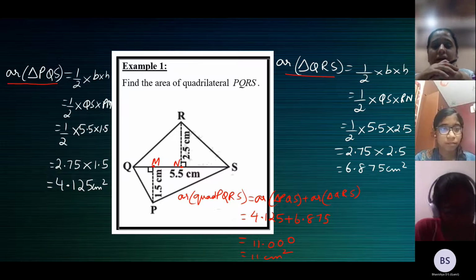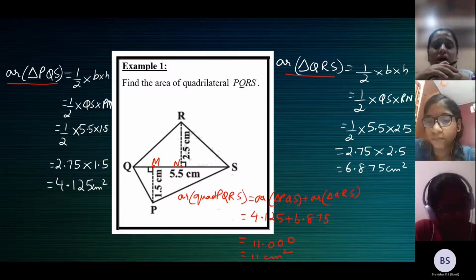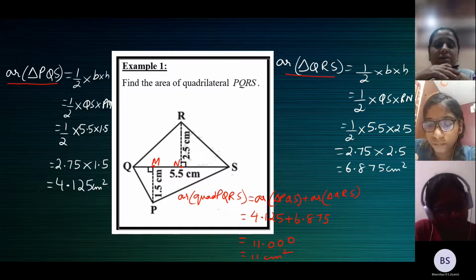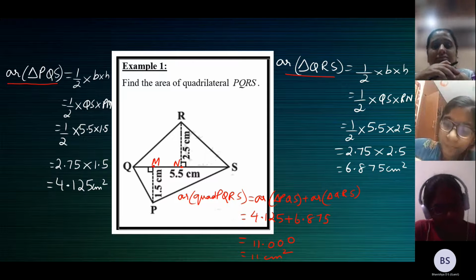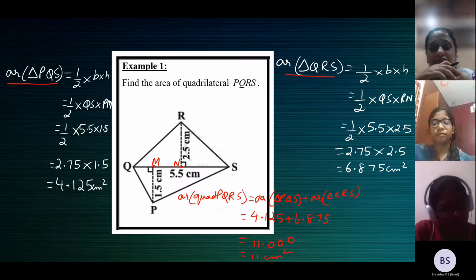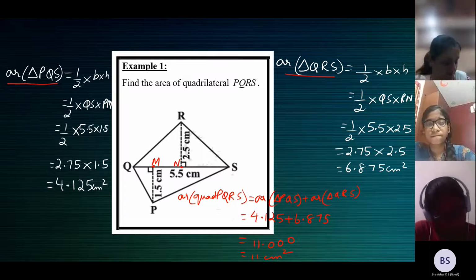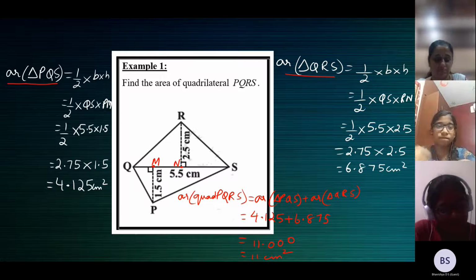So the area of the quadrilateral PQRS is equal to area of triangle PQS plus the area of triangle QRS. And the formula to find the area of a triangle is half base into height, or half base into corresponding altitude. Height is the corresponding altitude. Finish writing, children?